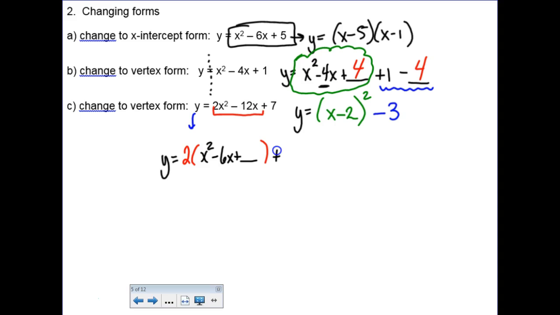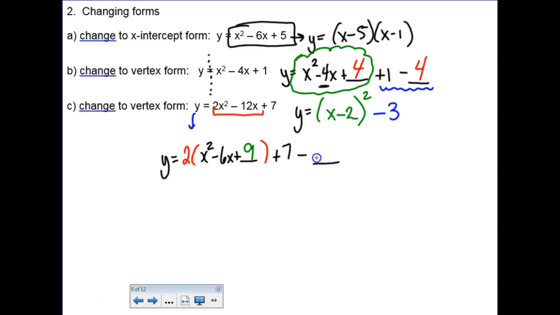I already had this plus 7 off to the side. I just kind of shuffled him along. But I've really messed my math up here, guys. I'm going to add something, and then in order to balance it back out, since I'm on the same side, I'm also going to subtract something. Okay. What goes in this blank right here? Half of your b terms squared. So negative 3 squared would be a 9.